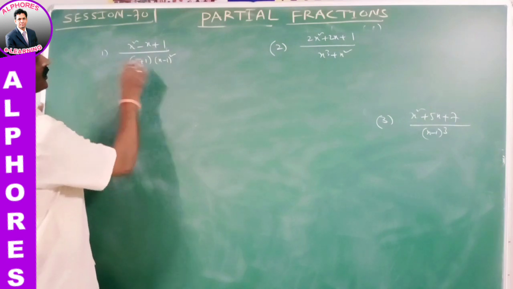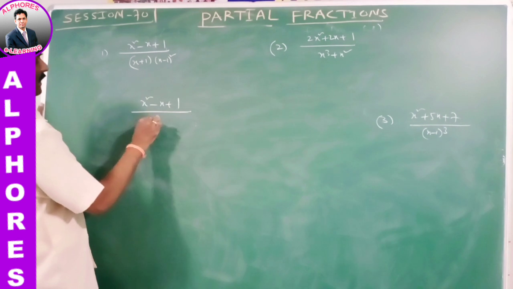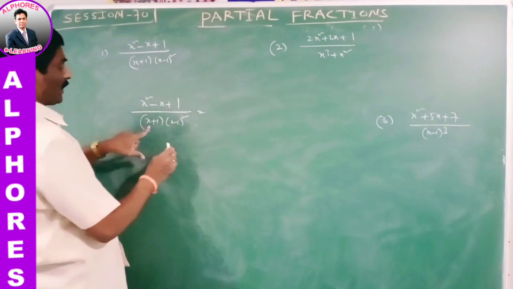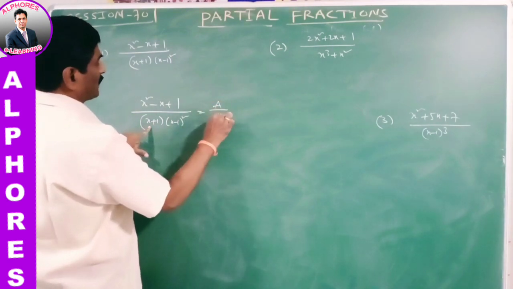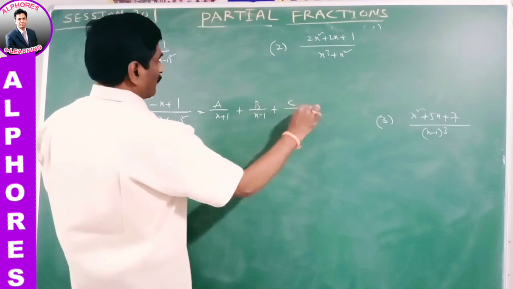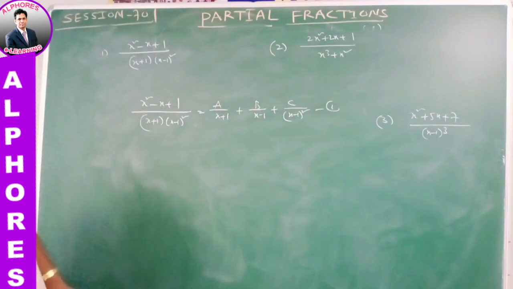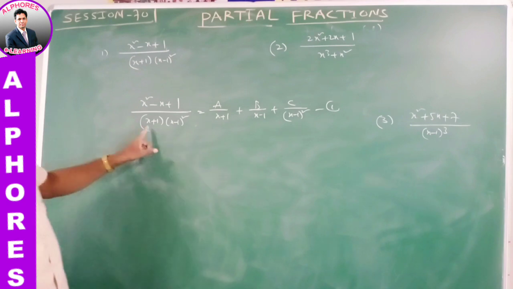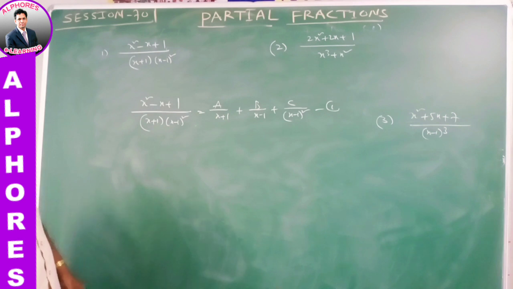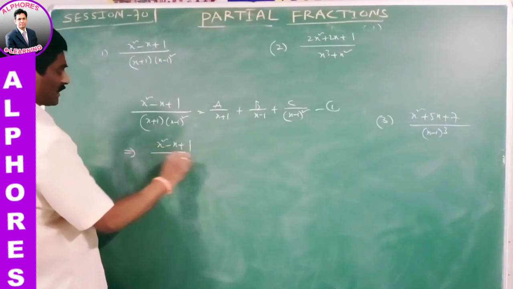So put x square minus x plus 1 by (x plus 1) into (x minus 1) whole square is equal to, what are the partial fractions? A by (x plus 1) plus b by (x minus 1) plus c by (x minus 1) whole square. Okay, first we write this value. Now we find a, b, c.